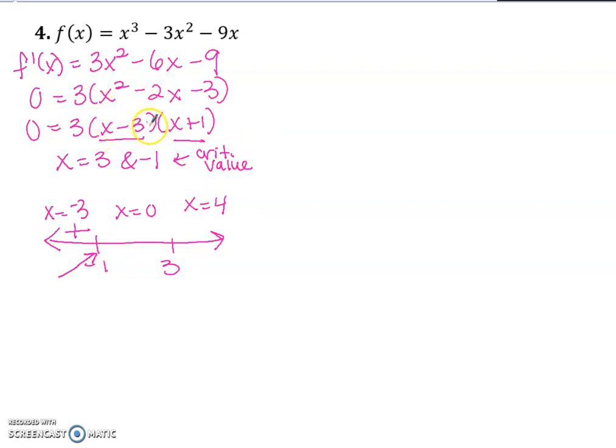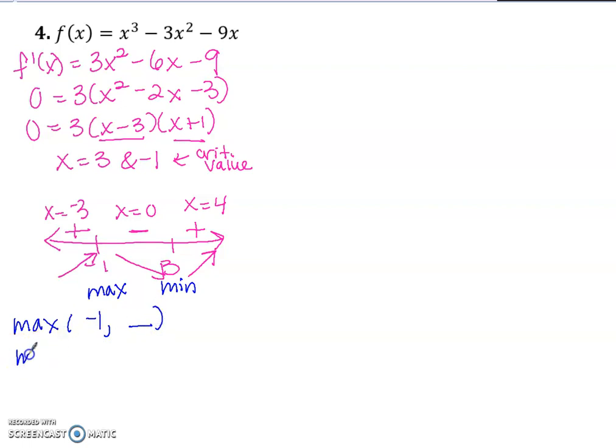When I plug in 0, this factor is negative and this is positive. So negative and positive give us a negative. So in this interval, it's decreasing. When I plug in 4, everything's positive, so all multiplied together will be positive. So on that interval, it is increasing. So looking at increasing and decreasing, I'm increasing and then I decrease, so that's a max. I'm decreasing, then I increase, so that's a min.